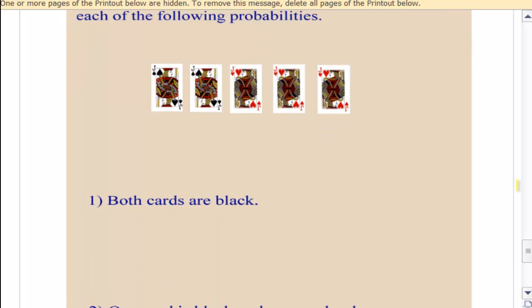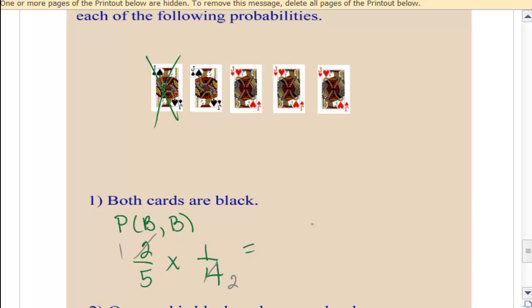So both cards are black. So we want to find the probability of choosing 2 cards where the first one's black, we leave it out, and then the second one is also black. So what's the probability of getting a black card initially? 2 out of 5, right? And then what's the probability of getting a black card once that one is taken away? 1 out of 4. So you can cross cancel. It's good to be in that habit. And then what do you get for your probability of getting both cards black? 1 out of 10. Very good.